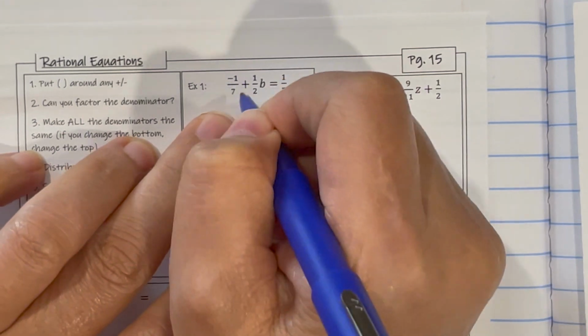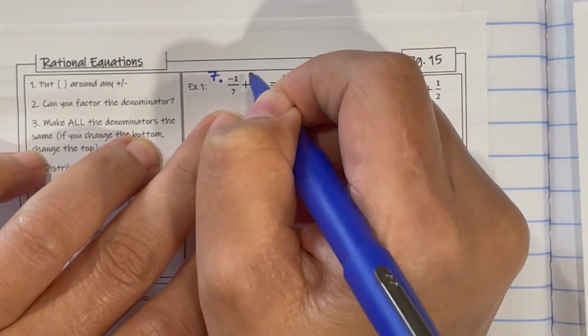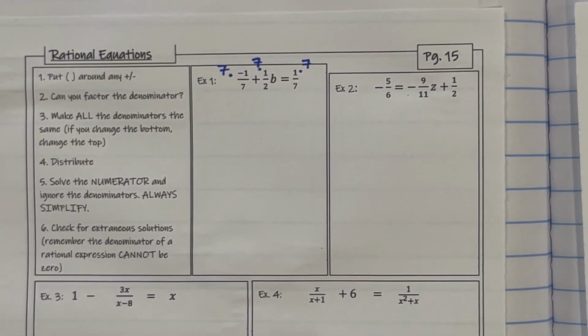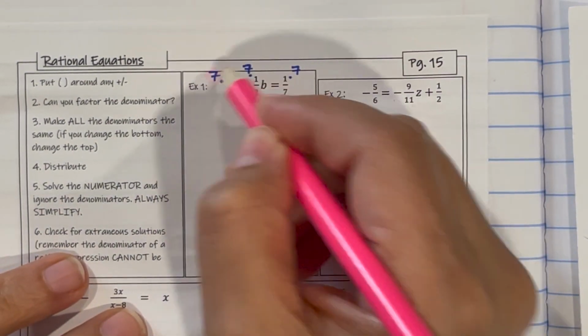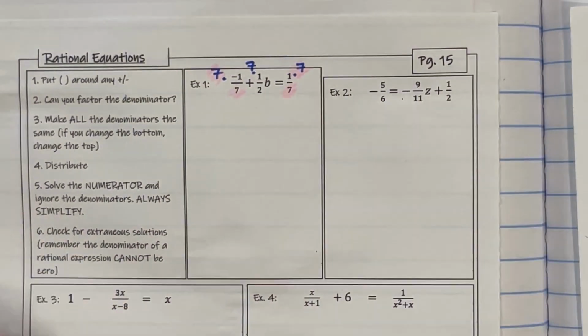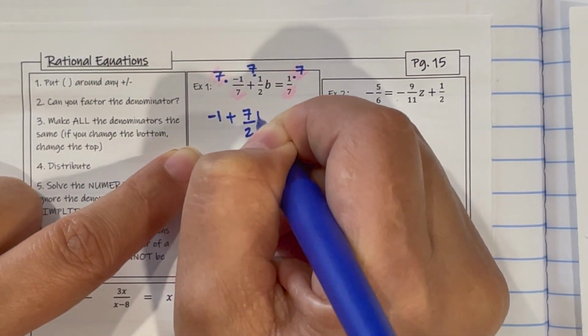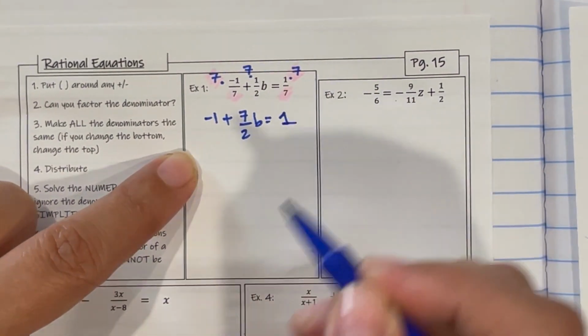So how do I get rid of fractions? Pick the largest denominator, in this case 7, and multiply everything by 7. All right, what's going to happen when you do that? You're going to see that the 7's cross out. So that 7 crosses out with that 7. That 7 crosses out with that 7. So what do I have left? I have negative 1 plus 7 times 1, which is 7, over 2b equals, and just 1.